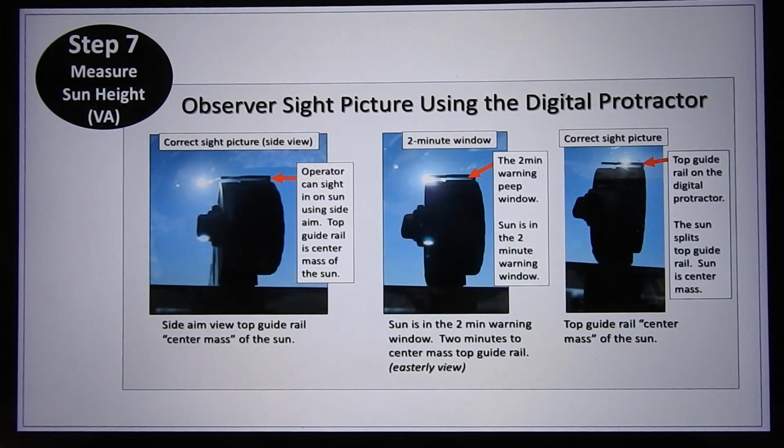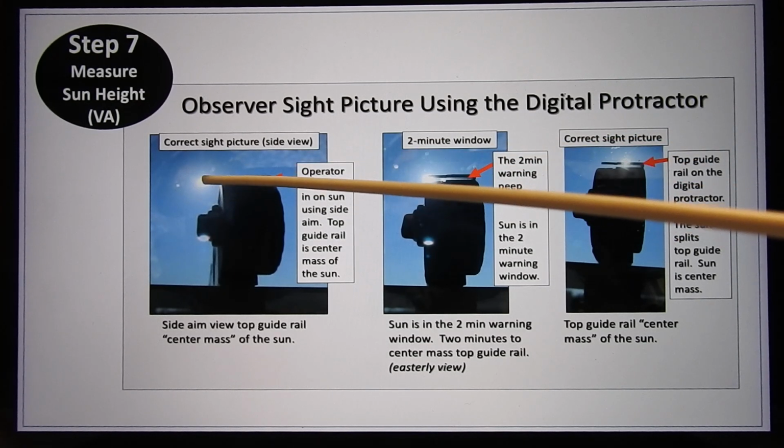Step 7. Measure the sun height. And when we actually measure the vertical angle or the height to the sun, again, this is what the sight picture looks like, and I'll give a little blow up of that. That sun center mass of that radial arm, digital protractor arm center mass. And that's what it looks like. In this model, we had a little window. There's a 2-minute window, call it, for easterly reading, where there'd be a 2-minute window just prior to that sun coming center mass.